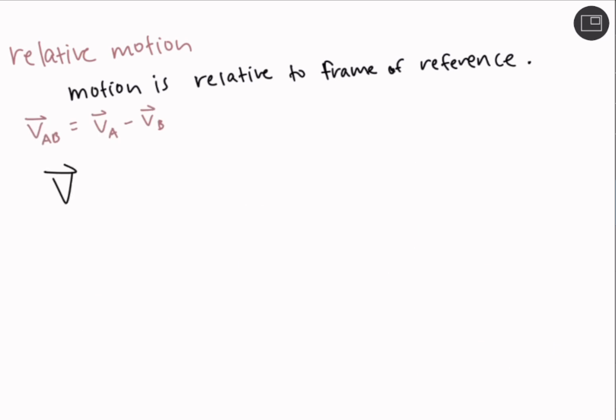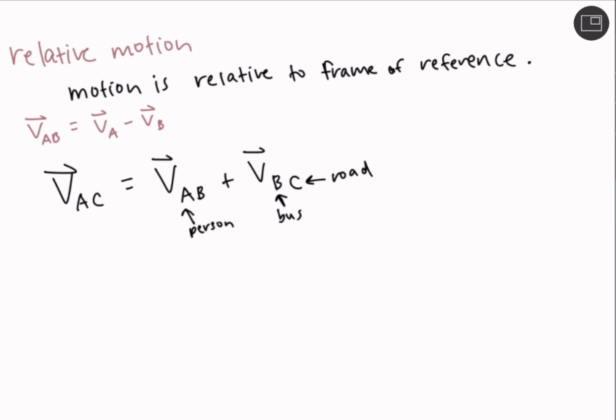Now, the next thing that we want to add in our notes about frame of reference is that the velocity of A relative to C is equal to the velocity of A relative to B plus the velocity of B relative to C. Now, that probably doesn't make much sense, but once we do an example, I think you'll get it. Now, let's say that there's a person moving around on a bus, and that bus is moving along on the road, and we want to find the velocity of the person relative to the road. The first thing that we would want to do is label what A, B, and C are. So C would be the road, B would be the bus, and A would be the person.